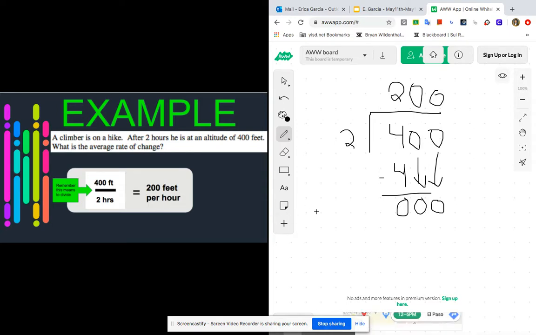If you guys don't remember, the word per means that we're going to use it to multiply, but it also means that it's for 1. So when we're trying to find the constant, we're trying to find what it is for the 1 unit. In our case, we're talking about hours. If this would have gone into minutes and said after 120 minutes, then we would have divided the 400 by 120, and then we would have gotten so many feet per minute. But in this case, we're working with the hours.